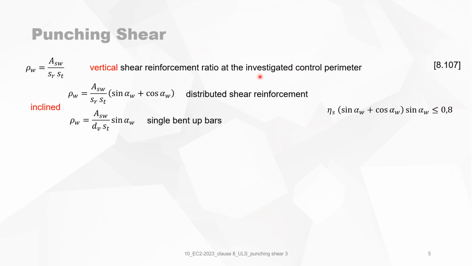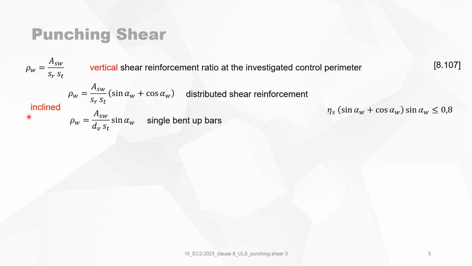Up till now, they talked about the control perimeter at 0.5 d v. And in formula 8.107, they talked about the investigated control perimeter. So there are more control perimeters.